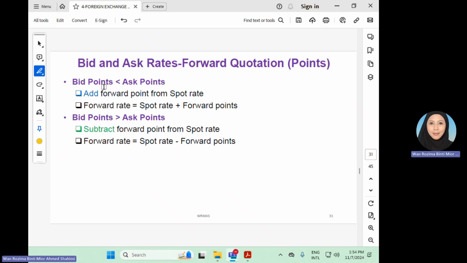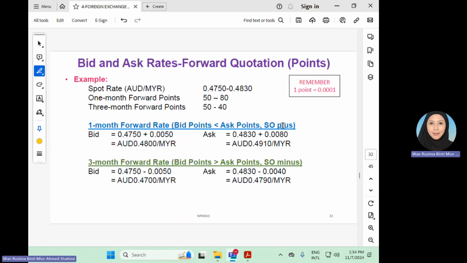So can you see this? Big point, just now, 50 points is less than 80 points. So what you need to do, you have to add. So you have to add. So plus.